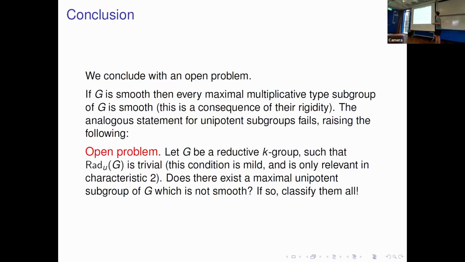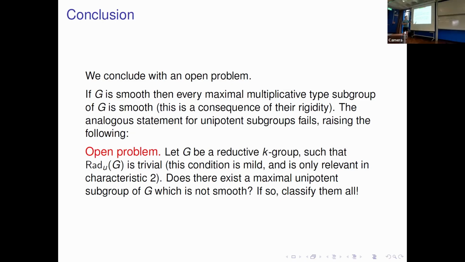But I have to give a little bit of an extra condition here. Essentially, this happens because there's a normal unipotent subgroup in this example. It's alpha_2 times alpha_2. So the question is, what if you get rid of the normal things? Does the problem still happen? That is reflected in this condition here.